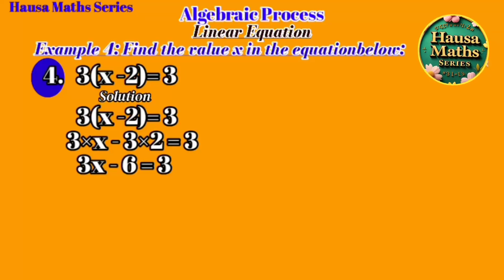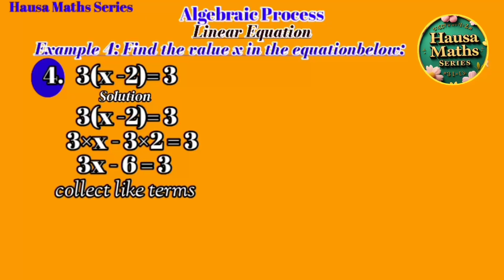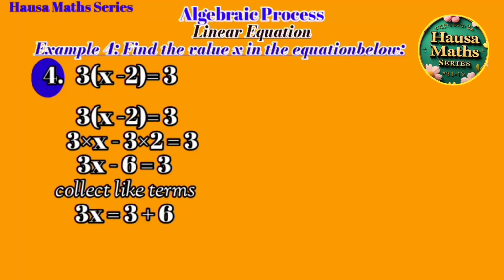3 multiplied by x minus 3 multiplied by 2 is equal to 3. By multiplying, we have 3 times x, which is 3x, and 3 times 2, which is minus 6. Now we have 3x minus 6 is equal to 3. So now the bracket is opened. Let's collect the like terms. What are the like terms? We have constants 6 and 3. This 6 has a negative sign, which is minus 6. Now, taking minus 6 across the equal sign, it becomes positive, so we have plus 6.